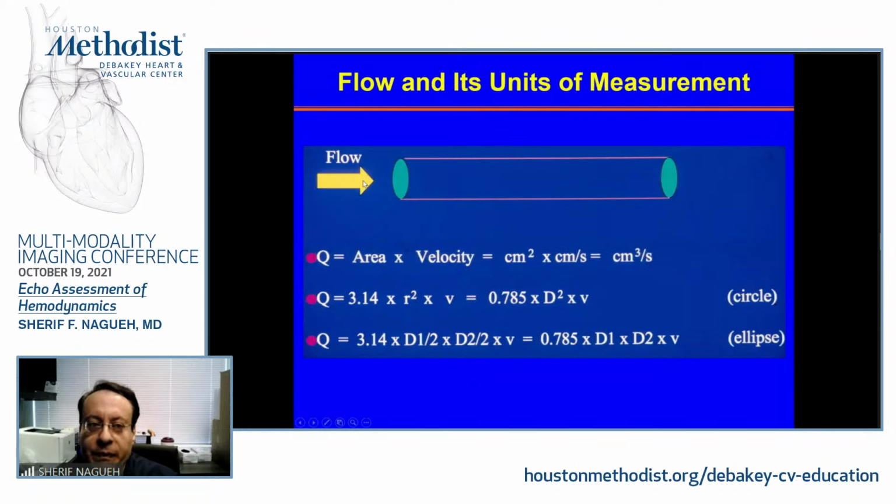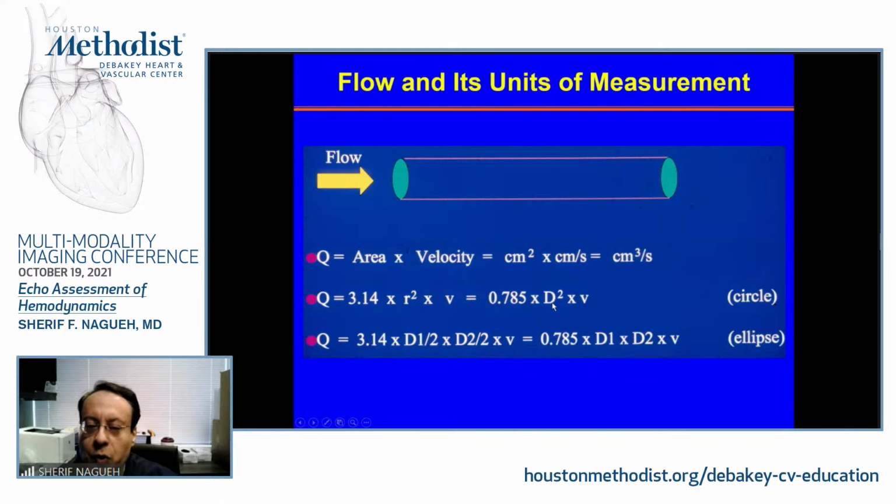About flow. Flow is defined in units of volume per time. And if we look at flow through a cylinder, and assuming the flow is filling the whole cylinder, we can say we want to get the volume of that cylinder. And so it is the area of the cylinder, the cross-sectional area of the cylinder multiplied by the velocity. And you can see that this will give you the units of volume per unit time. If it's a circular assumption for the cross-section, that's what we get.